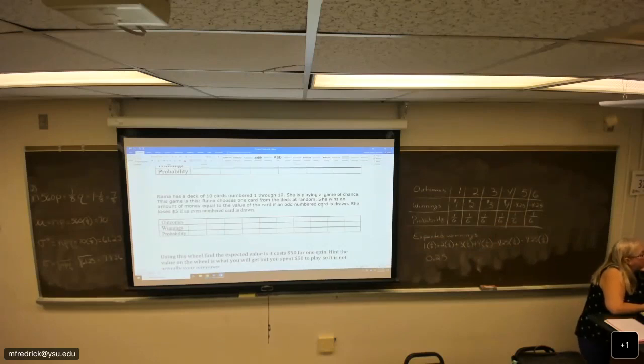Raina has a deck of 10 cards numbered 1 through 10. She is playing a game of chance. This game is Raina chooses one card from the deck at random. She wins an amount of money equal to the value on the card if an odd number card is drawn. She loses if an even number card is drawn.